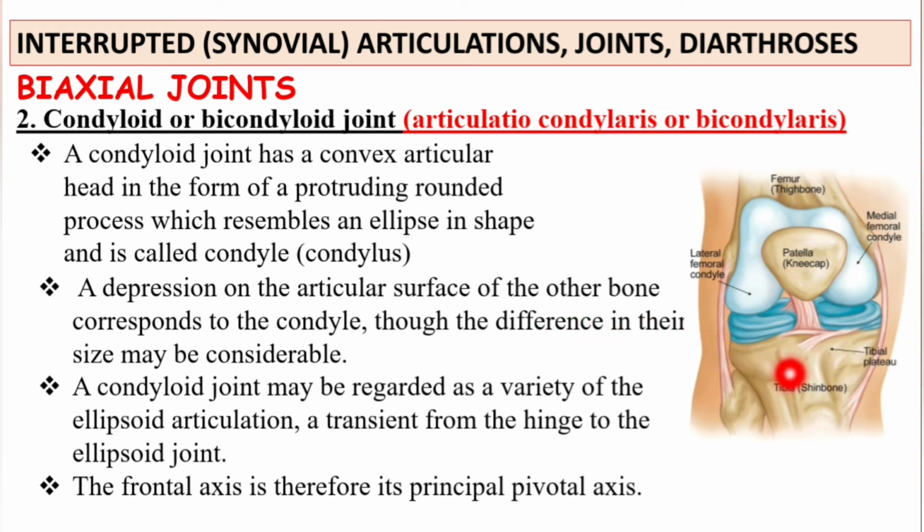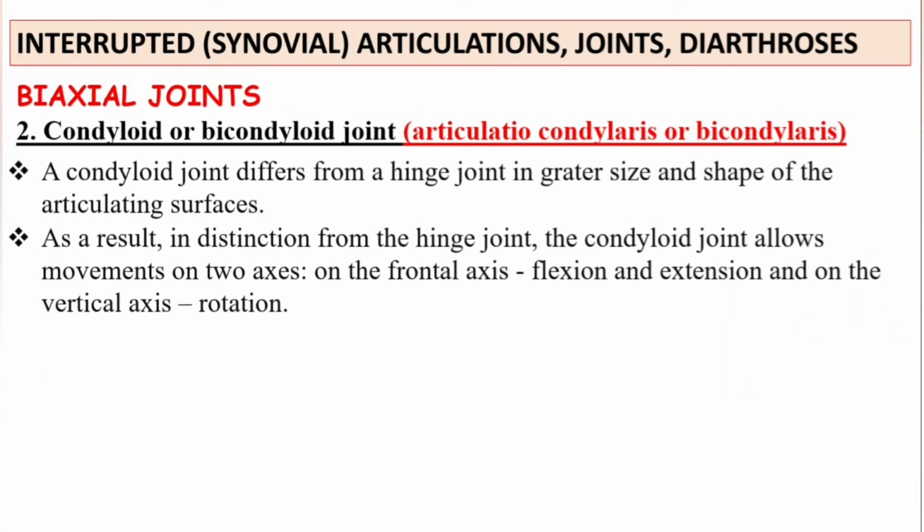These two articulate with the tibia, and on the tibia you find a depression on the articular surface that corresponds to the condyle. The condyloid joint may be regarded as a variety of ellipsoid articulation, a transition from a hinge to an ellipsoid joint. The frontal axis is therefore its principal pivotal axis, so at this joint the principal movement is flexion and extension, right?